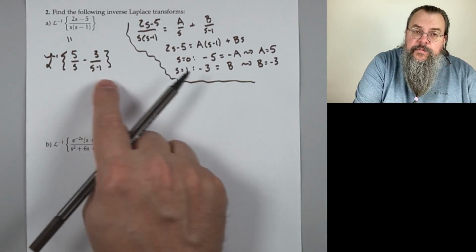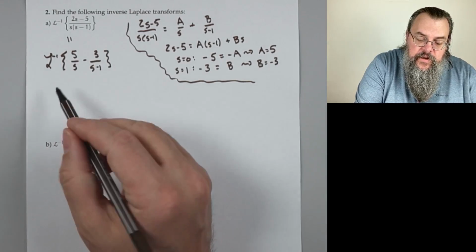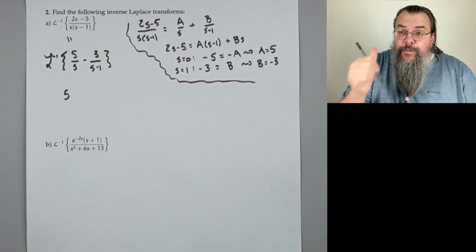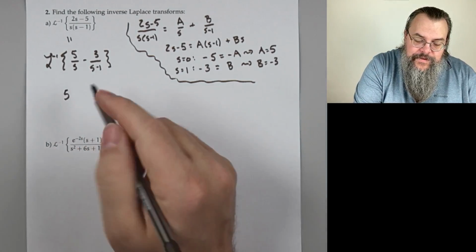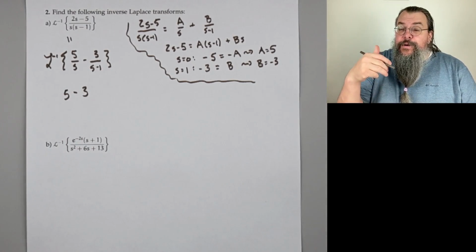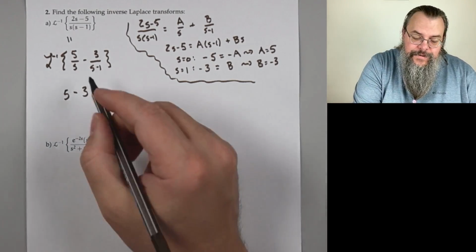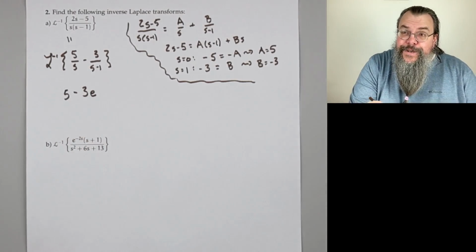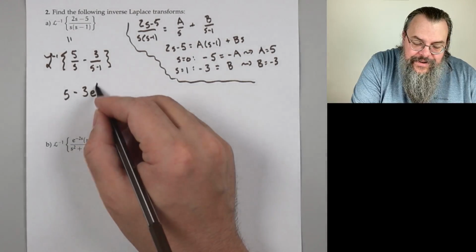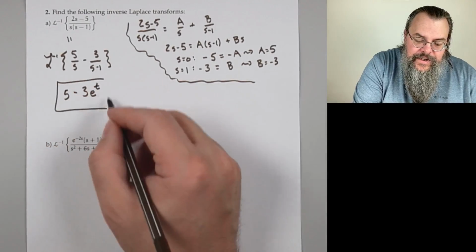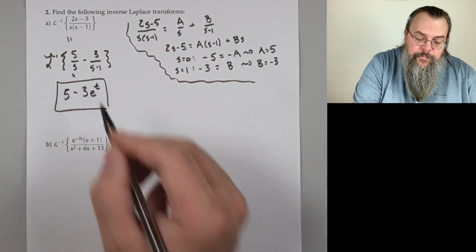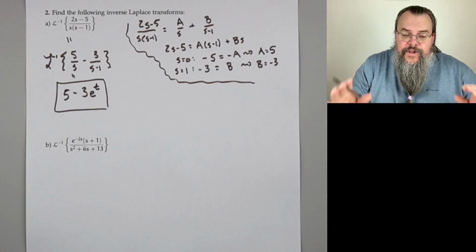Now, we just take them separately. So 5 is a constant, you can pull it out, and the inverse Laplace of 1 over s is 1. So we get 5 minus 3. Then we have the inverse Laplace of 1 over s minus 1, which would be e to the plus t, e to the t. Good. And there we go: 5 minus 3 e to the t.